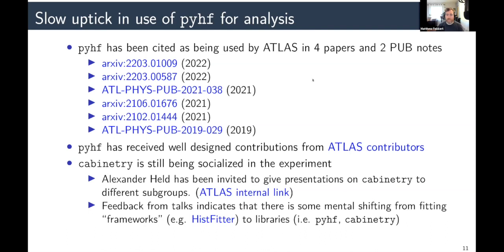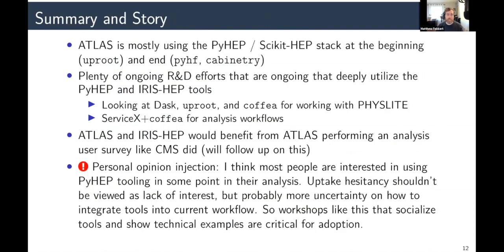Okay, so I'm already at time, but the good news is I'm pretty much on my last slide. I think a summary of where we are right now in Atlas is that Atlas is interested in using the PyHEP and Scikit-HEP stack, but at the moment we're using it the most at the beginning of things, in terms of using uproot to read and interact with different high energy physics specific file formats, and then at the very end of analyses in terms of doing statistical inference.